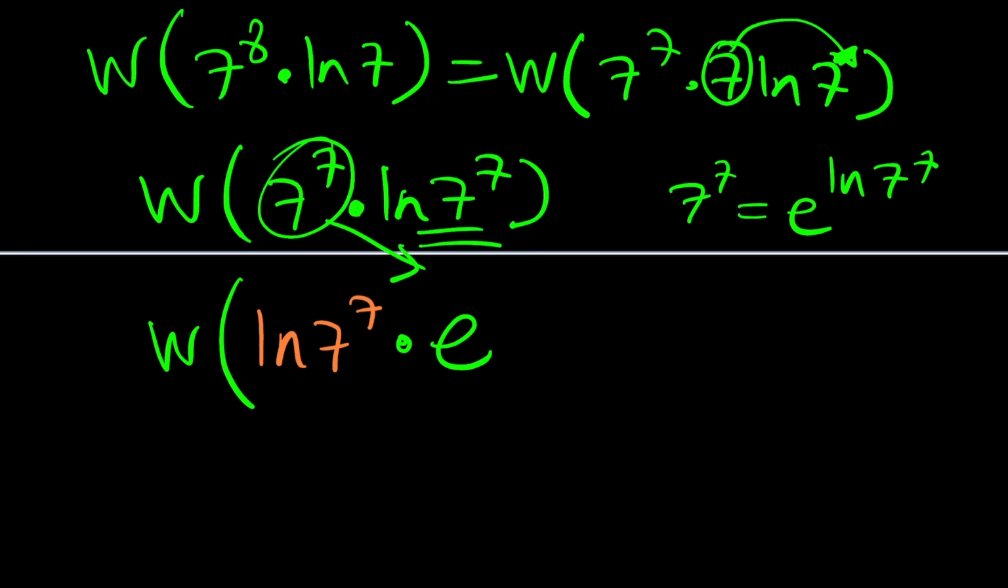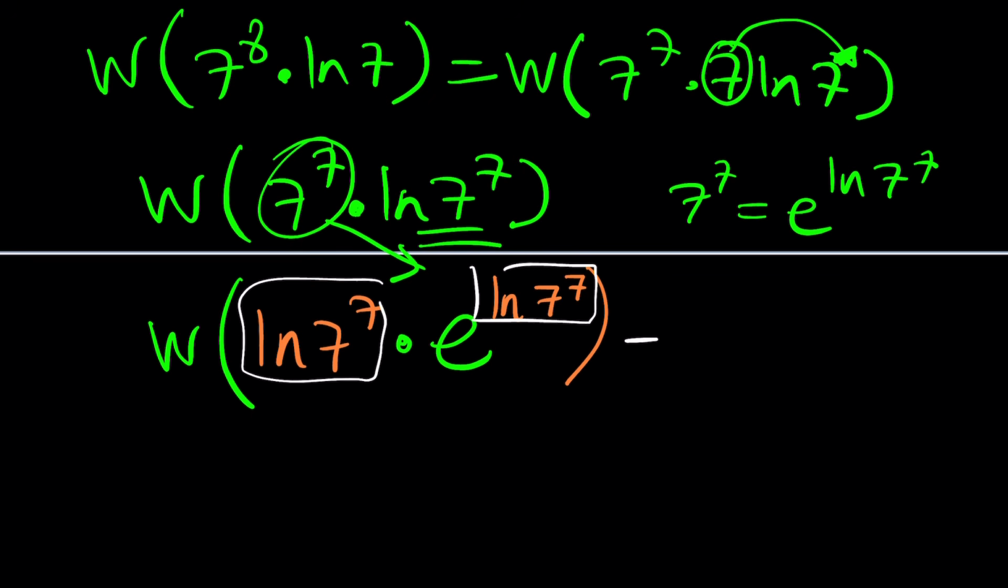E to the power ln 7 to the 7. Here we go. Now this will be your t, the one in orange, right? This is your new t. You got it? So this is going to become ln 7 to the 7, or you can write it as 7 ln 7. That's the result of the right-hand side.